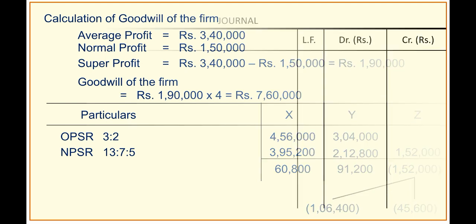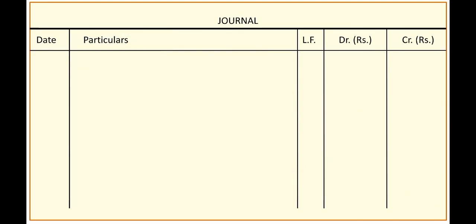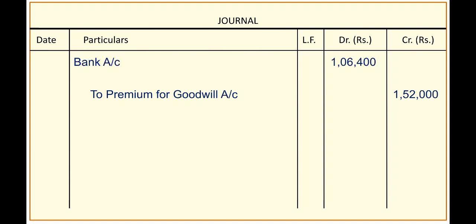So the partner is bringing in premium for goodwill, so we want 1,52,000 from him. To premium for goodwill 1,52,000. He is giving only 70%, so bank account debit 70%, that is 1,06,400. And the rest of the amount we will take from his current account. So Z's current account debit 45,600.